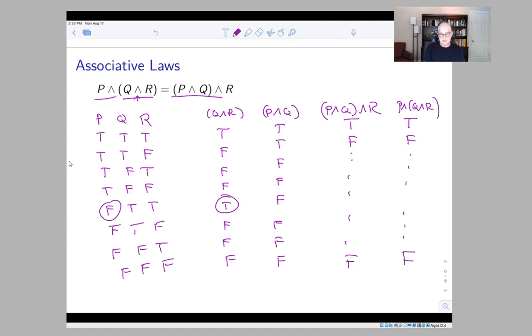And there's a similar associative law for OR. You could do P or Q or R, and that's equal to P or Q or R. We tend to take this for granted. This is going to be false if all three of them are false. If even one of them is true, then it's going to be true. And similarly, the other side is going to be false if all three of them are false, and otherwise it's going to be true.